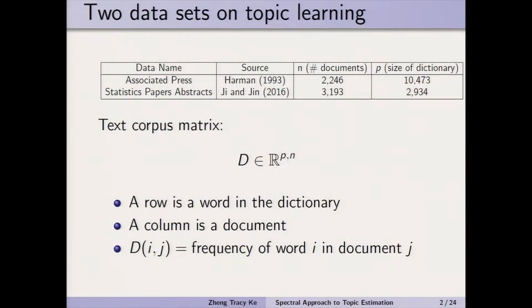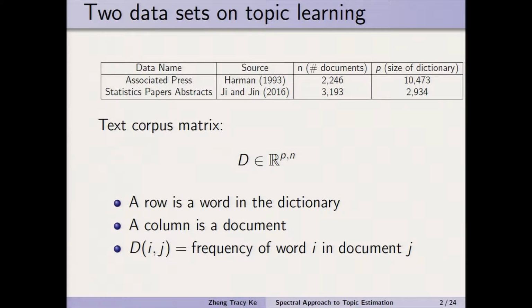In this talk, I'm going to use two real data sets. The first data set is a collection of Associated Press news articles. This data set was collected in the early 1990s as part of the result from the first Text Retrieval Conference. Here, N is the total number of news articles, and P is the total number of distinct words that are ever used in these documents.